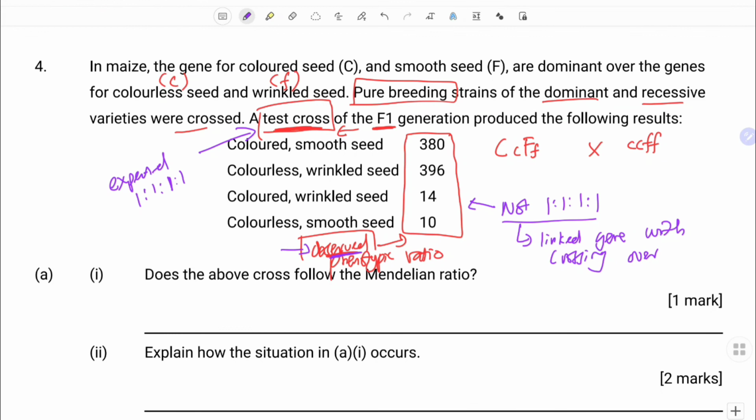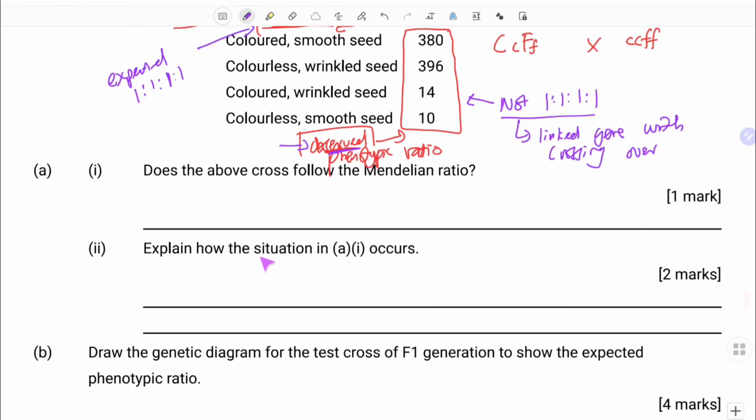So maksudnya itu merujuk kepada Mendel punya inheritance. Dia expect dia akan jadi 1,1,1,1. But when we did the crossing and then we observe the phenotypic ratio, we will not get 1,1,1,1. So this is the main clue to show that the crossing that we're doing right now is a linked gene with crossing over, iaitu merujuk kepada non-Mendelian inheritance. So for this question, explain the situation. So this is the explanation lah, iaitu the crossing above is referring to linked gene with crossing over, satu markah.